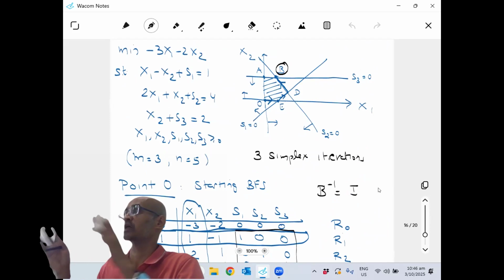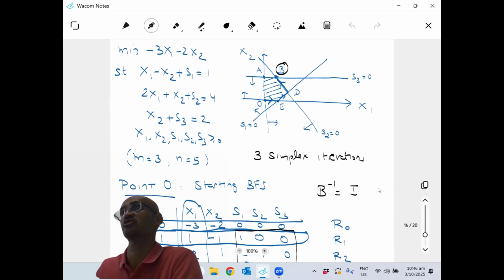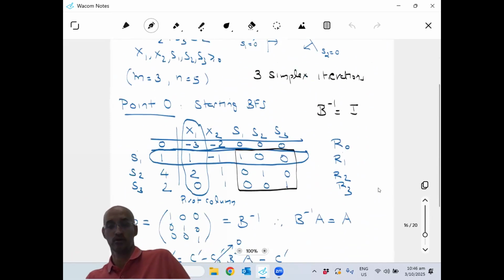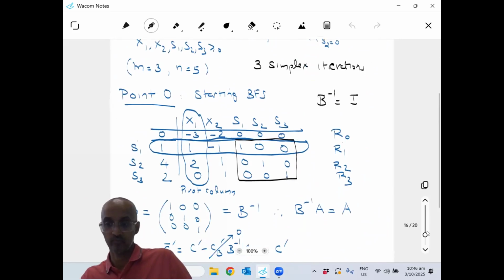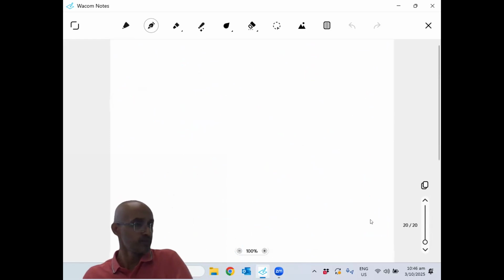I want to discuss next why the row operations make sense. But before I do that, I just want to ensure that there's no questions about the algorithm itself per se. Okay.